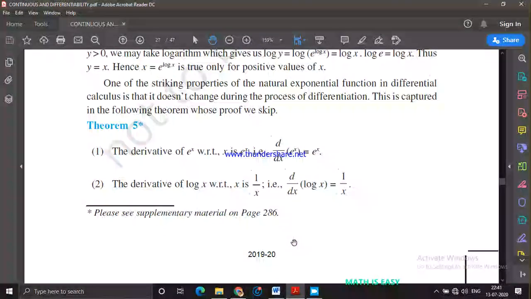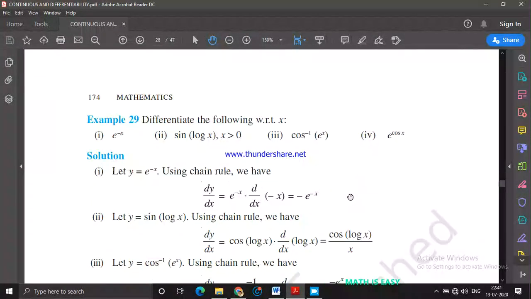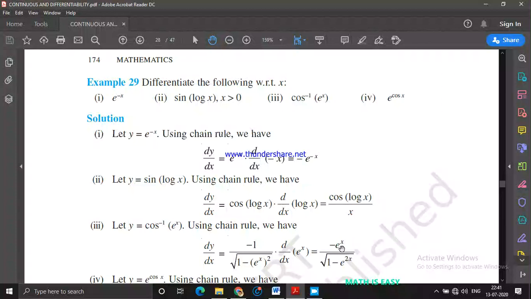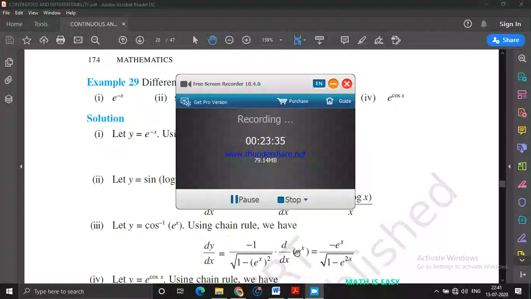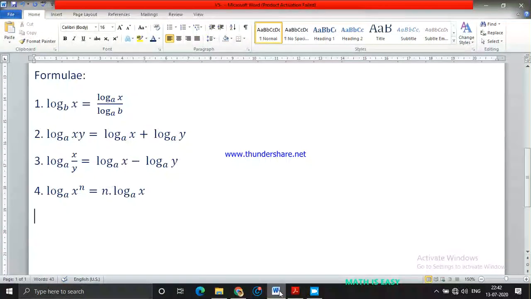Now we have the main formula. Derivative of e to the power x is e to the power x, that we already know, and derivative of log x is 1 by x. These formulas we already knew. We studied them in class 11 also. So we'll think of some examples of what to derive. Till now we discussed just some explanation about the logarithmic and exponential function.